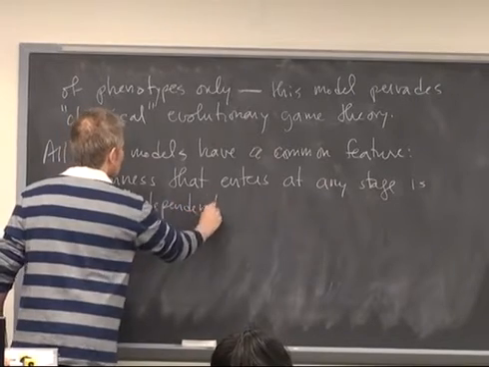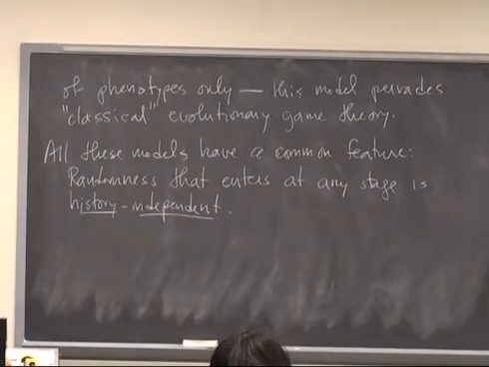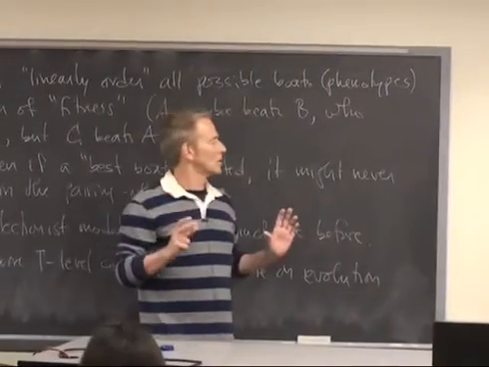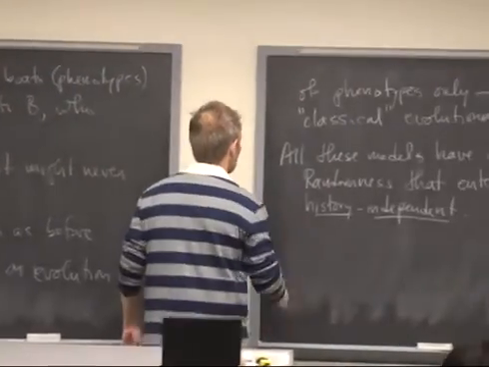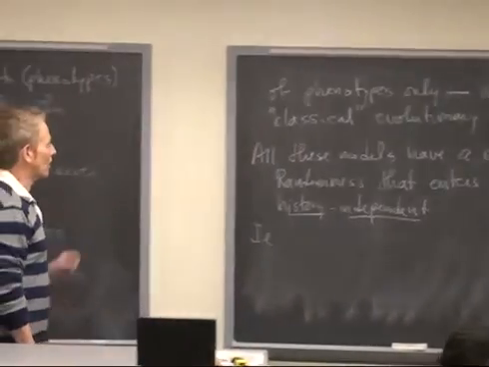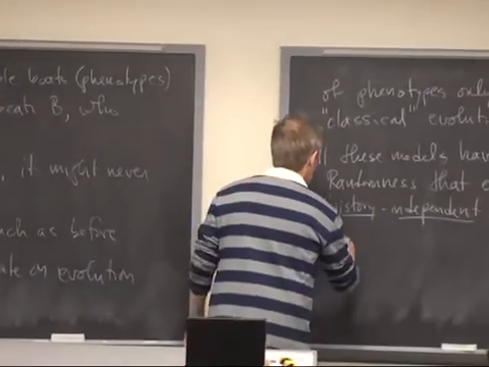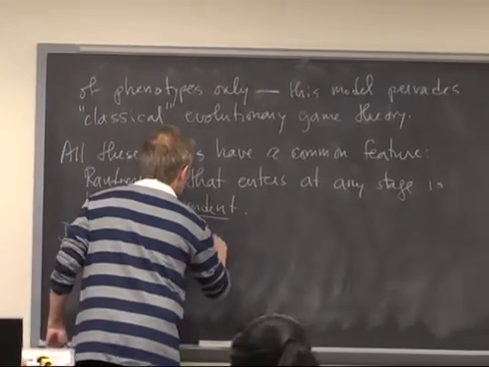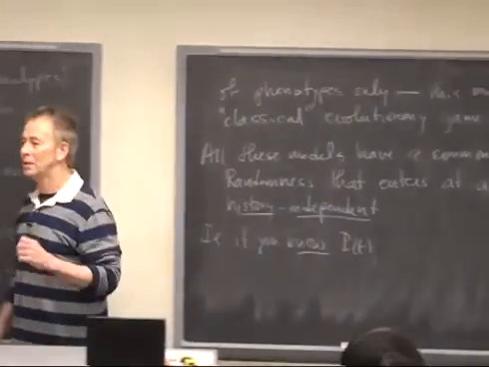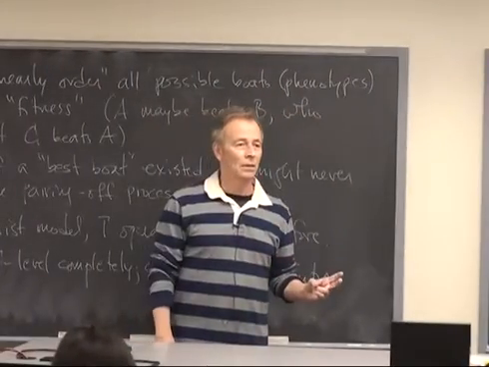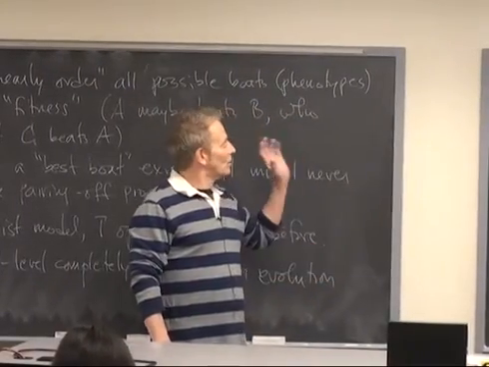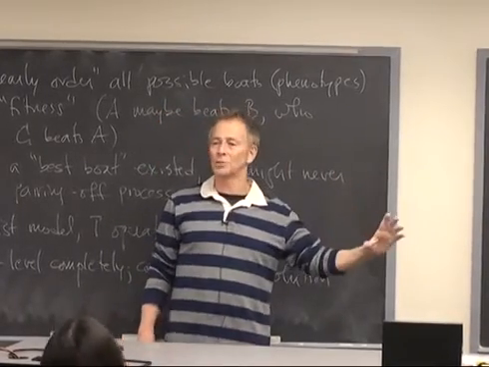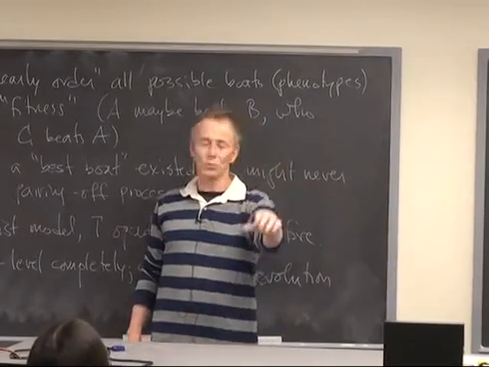Now, what do I mean by history independent? That's one of those things that you have to be careful. It's really a statement, a mathematical statement. So what is the mathematical statement here? The mathematical statement is essentially what's going on here is that if you know P of t, if you know the population at time t, then you may not be able to figure out exactly what P of t plus 1 is, but at least you can figure out a probability distribution over all possible populations at time t plus 1.